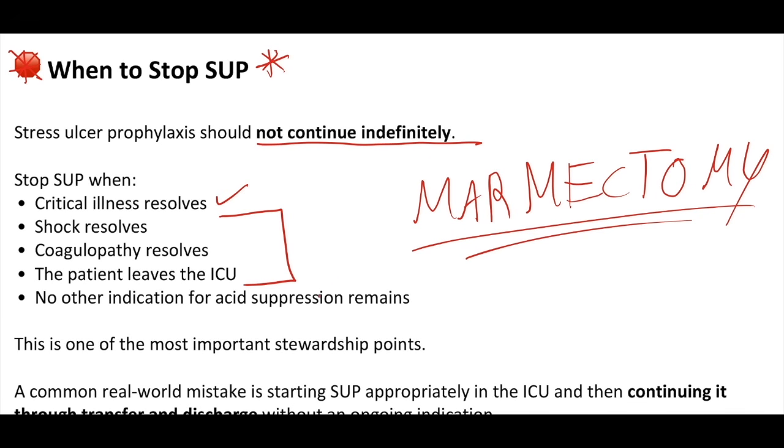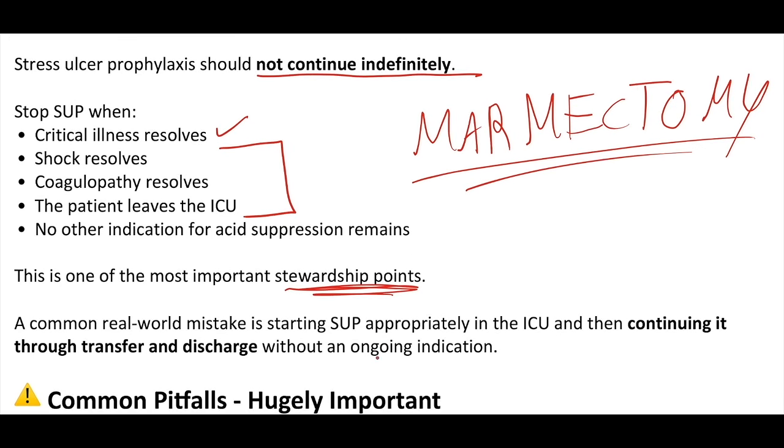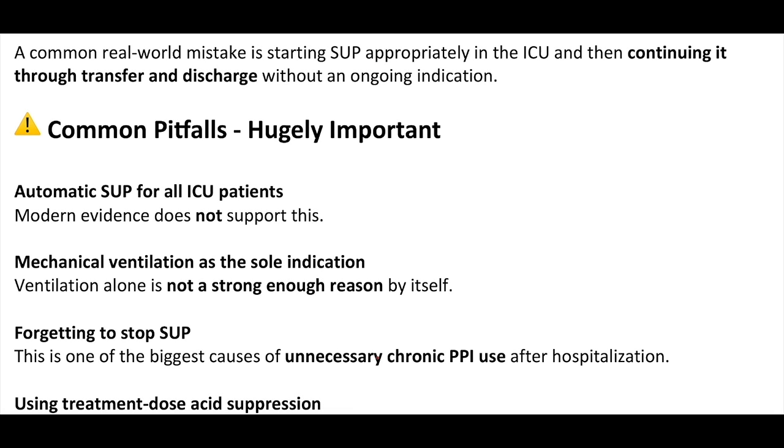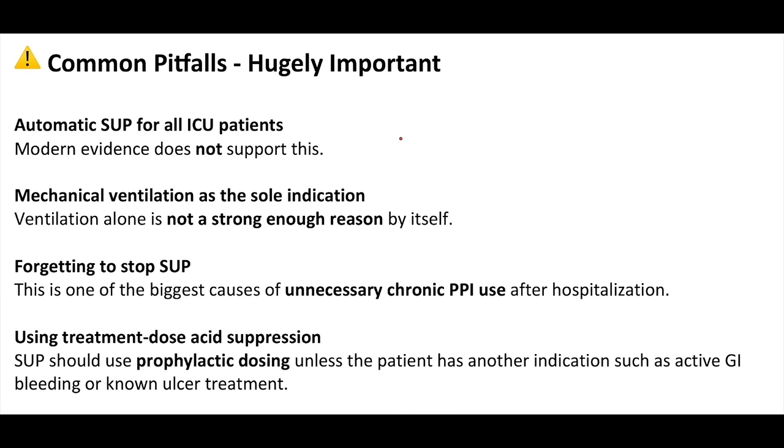This is one of the most important stewardship points, as we've said a couple of times. So a common real-world mistake, just to try to really nail this home, is starting stress ulcer prophylaxis in the ICU and then continuing it through transfer and discharge. All right. So if we talk about a couple of common pitfalls, we're getting close to the end of the episode here. So some common pitfalls, just things to kind of throw out at you.